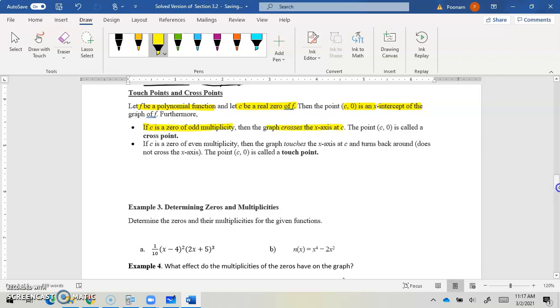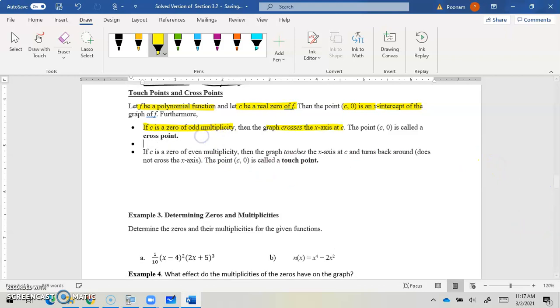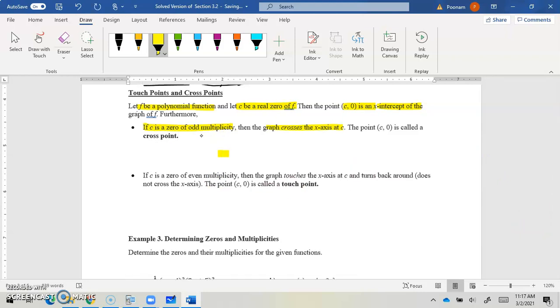So let's see how that would look. If we have a function f of x, and it has some real number c as a zero, if c has odd multiplicity, then the graph just passes through it. So this point is called a cross point. The graph just passes through at that point when c is a zero of odd multiplicity.